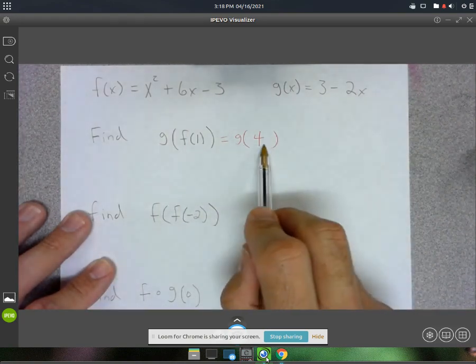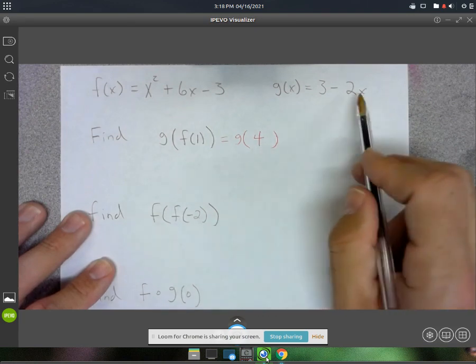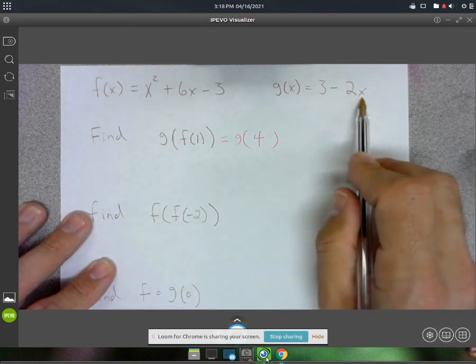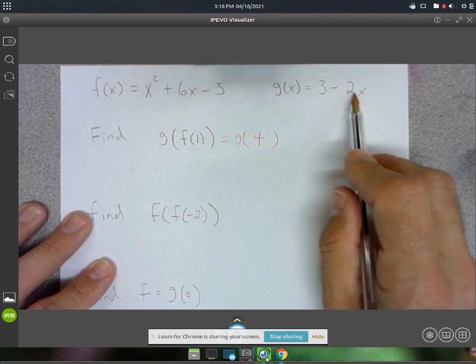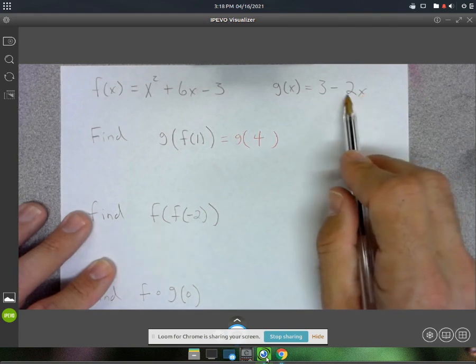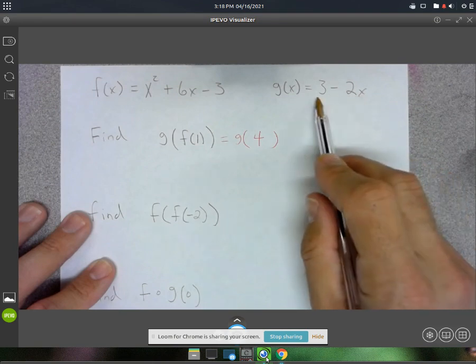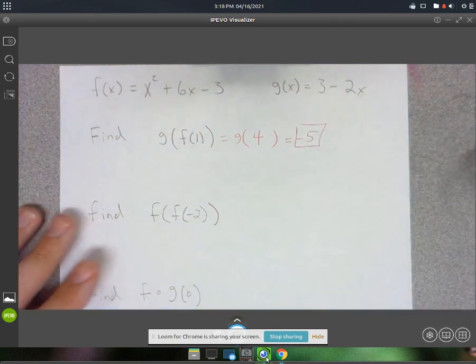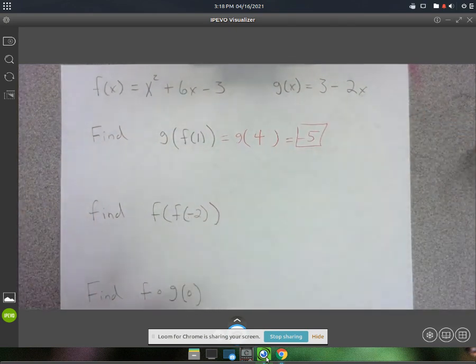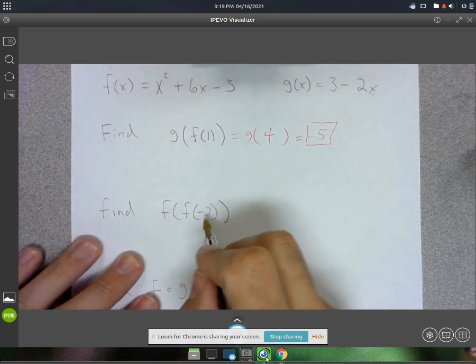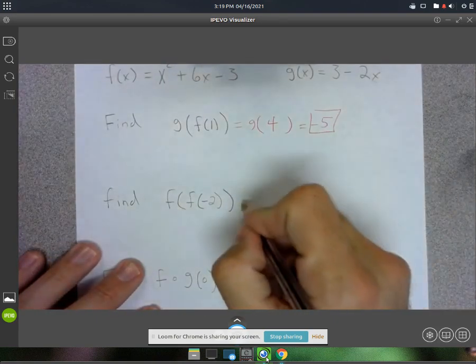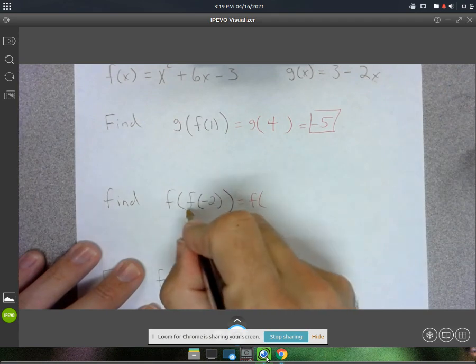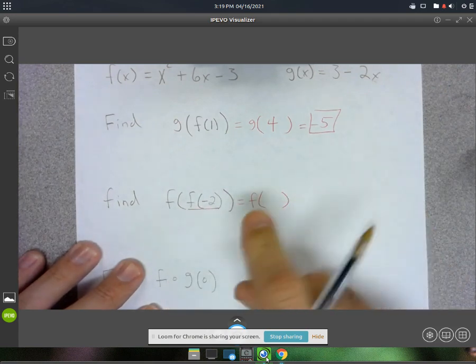And then for g of 4, let's see here. We're going to plug in 4 for x in the g function. So that's going to be 2 times 4 first. 2 times 4 is 8. And then 3 minus 8 is -5. Got it. All right, this one we're plugging in f. We're repeating f twice is what we're doing. So f of f of -2. I've got to figure out f of -2 first, and then whatever that is is going to go here.